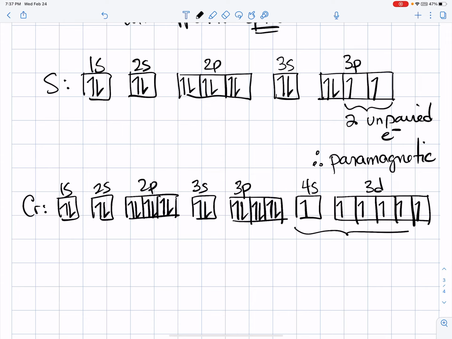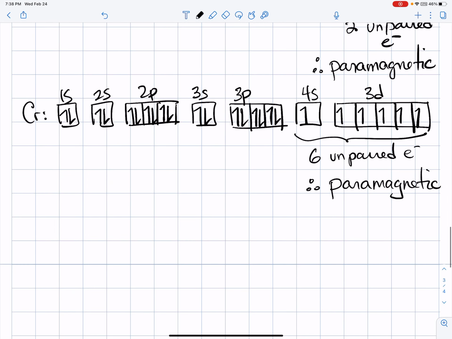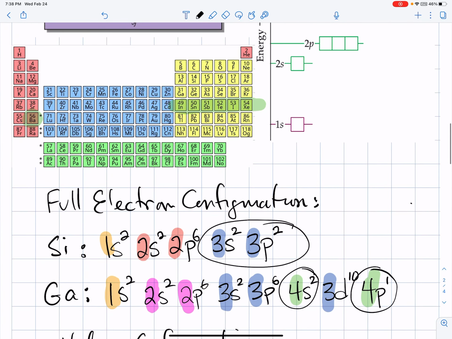So when you look at chromium, notice that there are a total of 6 unpaired electrons. And if you have any unpaired electrons, you are paramagnetic. So chromium is paramagnetic, highly paramagnetic. It has a lot of unpaired electrons. Okay, let's try one last example. How about argon? Give me the orbital diagram for argon, which is element number 18.